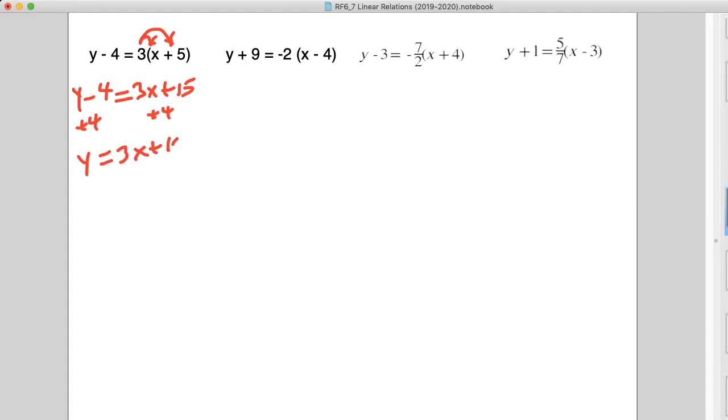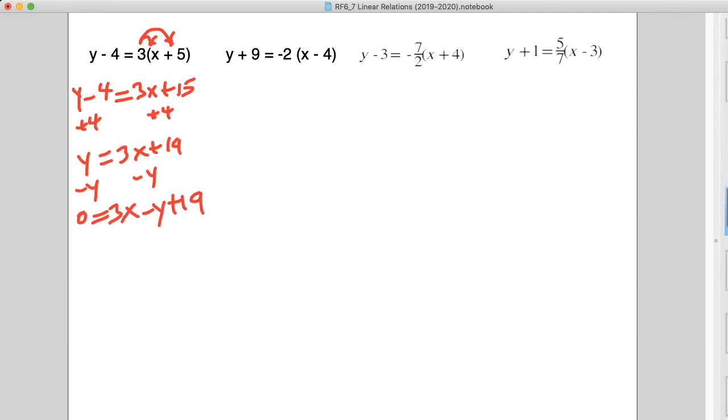Then we're going to subtract y from the left and the right side. And we'll finally end up with 0 is equal to 3x. Clean that up. 0 is equal to 3x minus y plus 19. Example number 2 on this page.